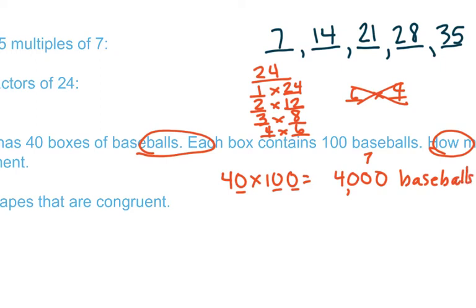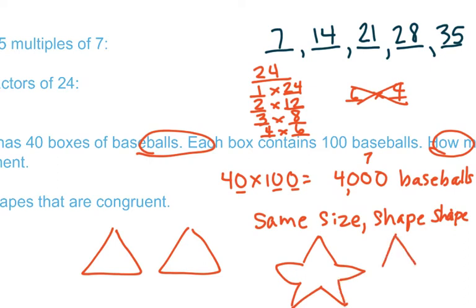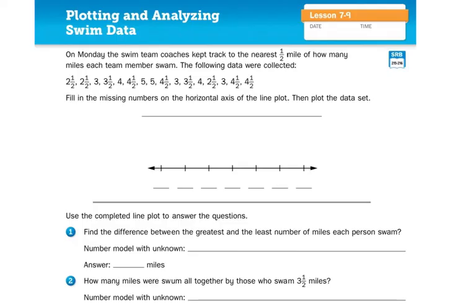And number 4, draw 2 shapes that are congruent. Congruent means they're the same size and the same shape. So would you please draw 2 congruent shapes? Maybe 2 triangles or 2 stars. Same size, same shape as best you can while you're freehanding things. All right, let's go ahead and move into our math journal.